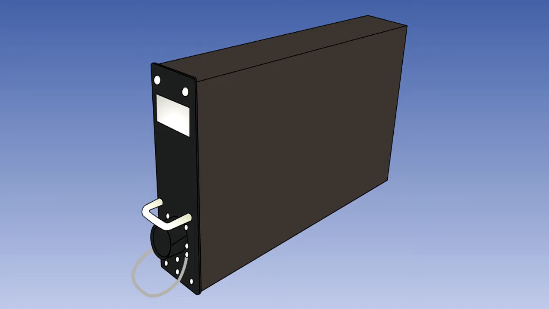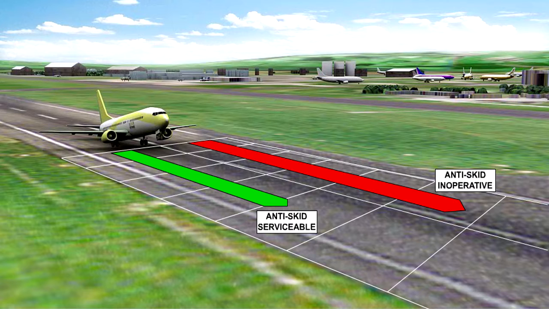Systems may be mechanical or electrical. Mechanical systems have been in use since the early 1950s. Most aircraft today use electrical or electronic systems. Anti-skid systems have a huge effect on the distance required to bring an aircraft to a stop from high speed. The required stopping distance increases considerably if the anti-skid system is unserviceable.